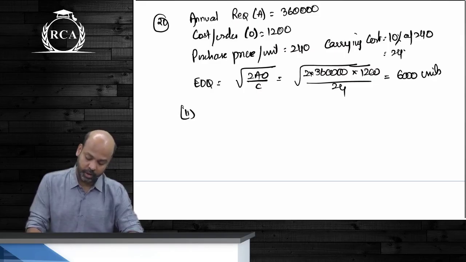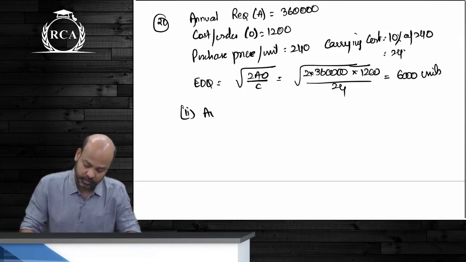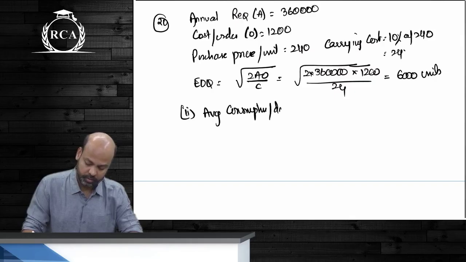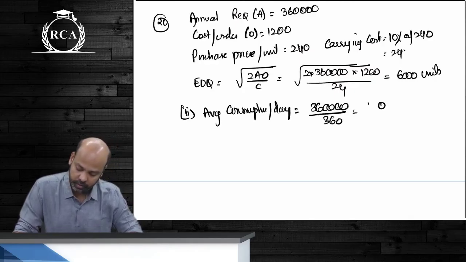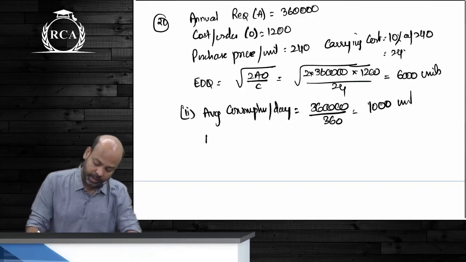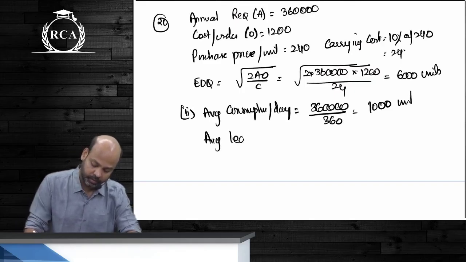For the second bit, you will have to first compute consumption per day, guys. What will be your average consumption per day? 3,60,000 beta divided by 360, that is 1,000 units. Yes beta. Normal lead time, average lead time, how much is it? 45 days.